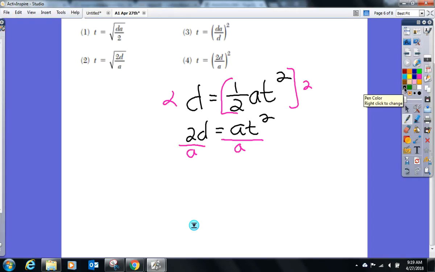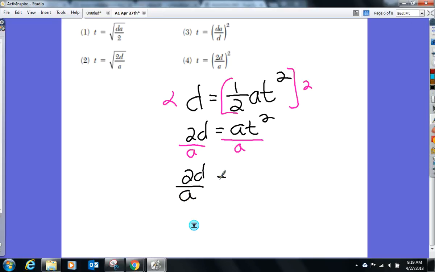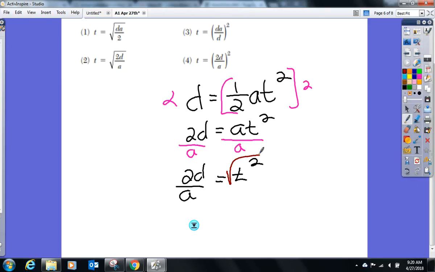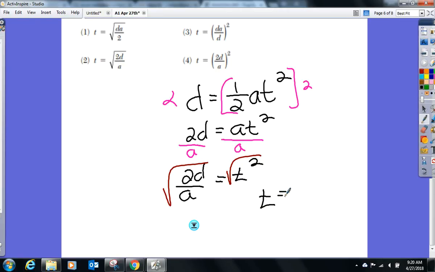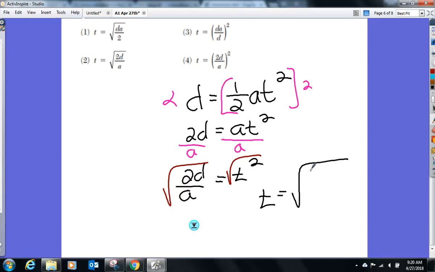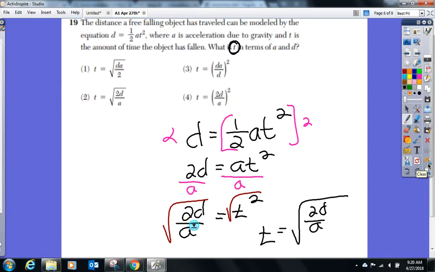What's left here, Fiona? Rewrite it for me. 2d over a equals t squared. Number. 14. How do I get the squared out of there? Square root of both sides. So finally, number, Marco. 2. t will be equal to? The square root of 2d over a. There you go, 2d over a.